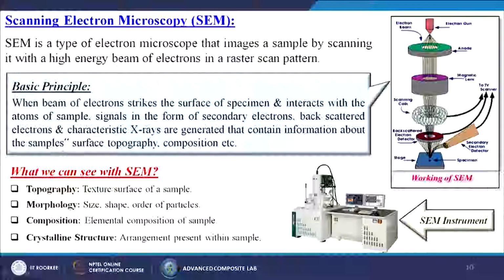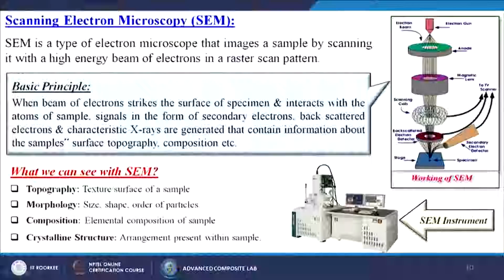So, what can we see with SEM? Generally the topography, texture and surface of the samples; we can see how the surface looks. Morphology, size, shape and order of the particles. Say suppose I have used some kind of nanoparticles inside the matrix, that I can see.